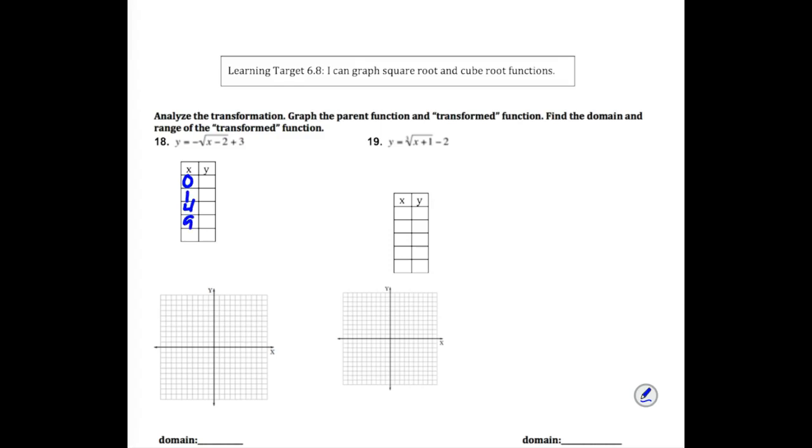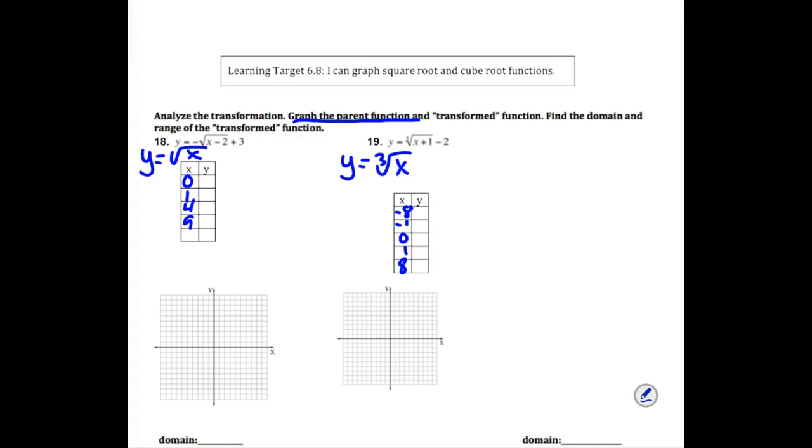Yes? When we are cube rooting, what are my easy numbers to pick? 0, 1, and 8 are perfect cubes. But remember, with cube roots, we have the whole graph, right? The whole twist. So we have to have some negatives in there as well. So we also want to use -1 and -8. Okay? We are going to graph the parent function first. The parent function is just our basic square root of x or our basic cube root of x.